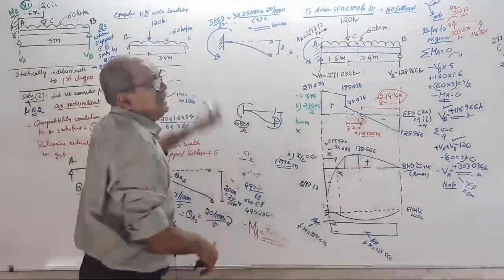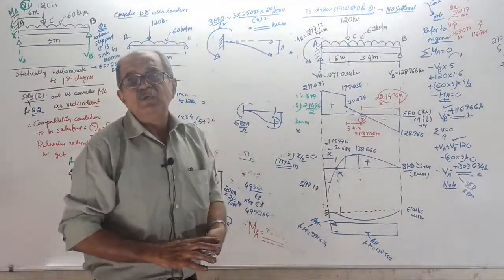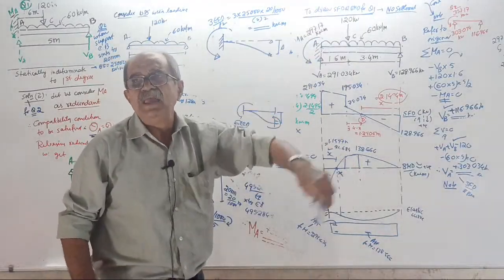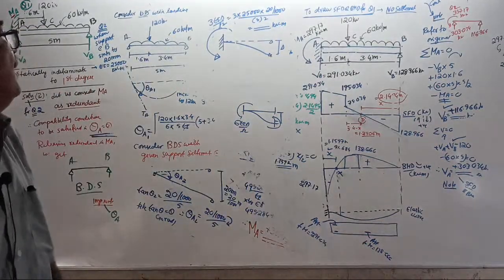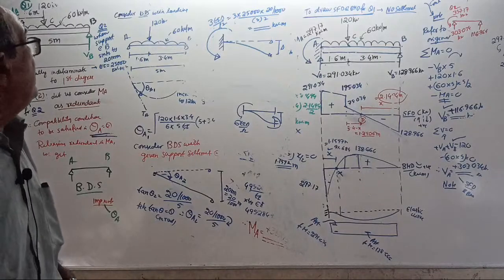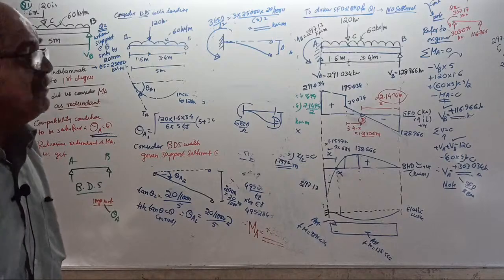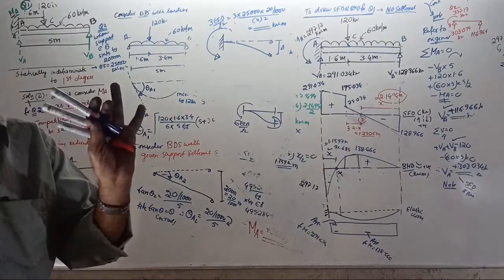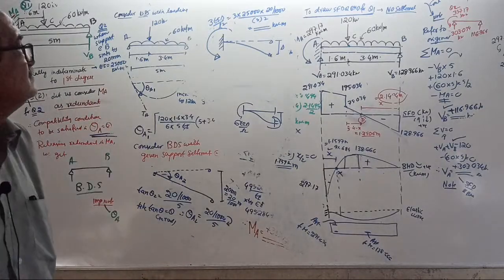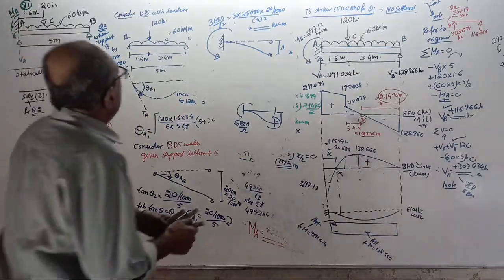Tell what is the anti-clockwise moment developed at the fixed end when support B sinks by 20 mm. When the prop sinks by 20 mm, how much fixed end reacting moment will come at the fixed end? Calculate. That formula, today you believe me. 60 kilonewton meter.